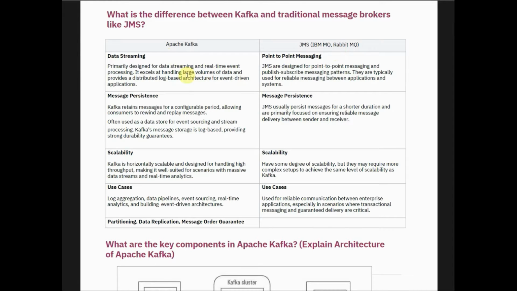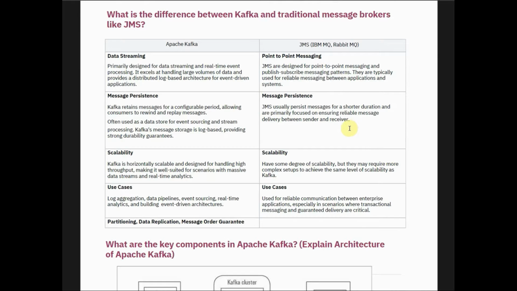Next point is message persistence. Kafka retains messages for a configurable period, allowing consumers to rewind and replay messages. It is often used as a data store for event sourcing and stream processing. Kafka's message storage is log-based, providing strong durability guarantees. JMS usually persists messages for a shorter duration and primarily focuses on ensuring reliable message delivery between sender and receiver.